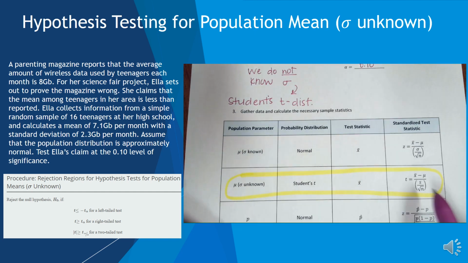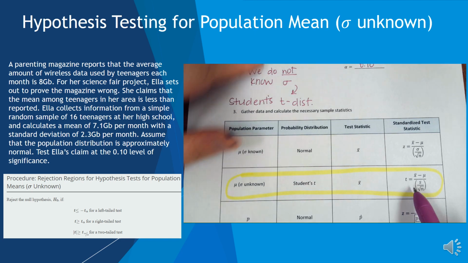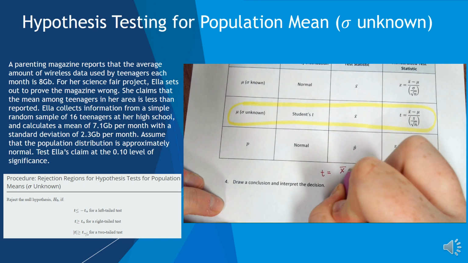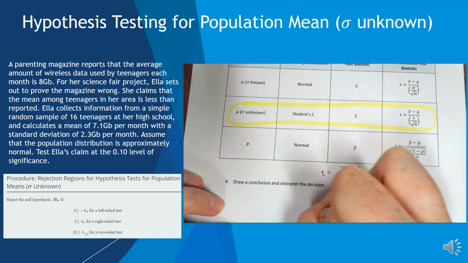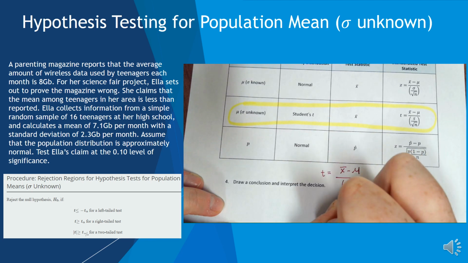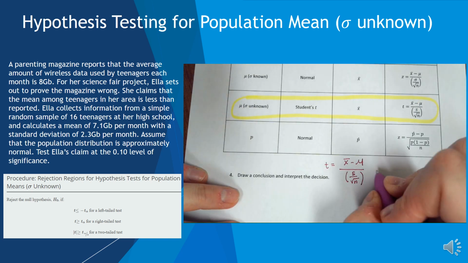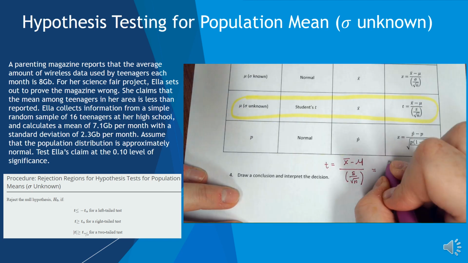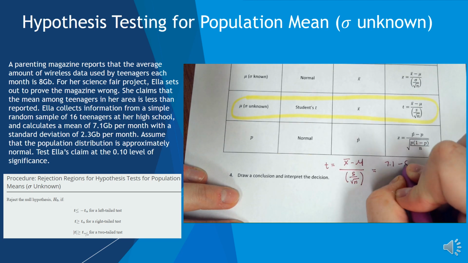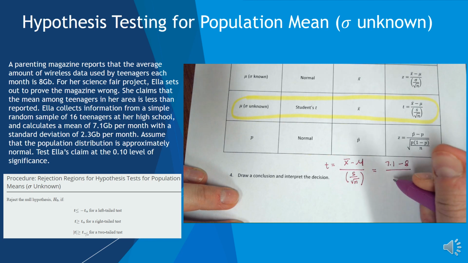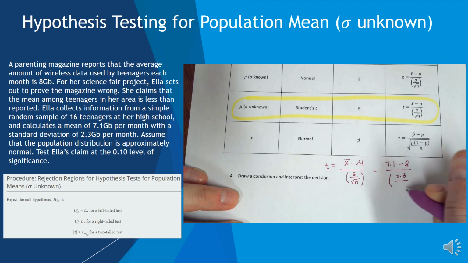So let's calculate our test statistic t. t is equal to x bar minus mu. It's always value minus mean over standard deviation. Here the standard deviation is s divided by square root of n. Again, that comes from the central limit theorem. So that's equal to x bar, which was 7.1, minus 8, over... again we're using 8 here because that's the population mean, what the parenting magazine reported. s was our sample standard deviation, 2.3, divided by the square root of the sample size, which was 16.